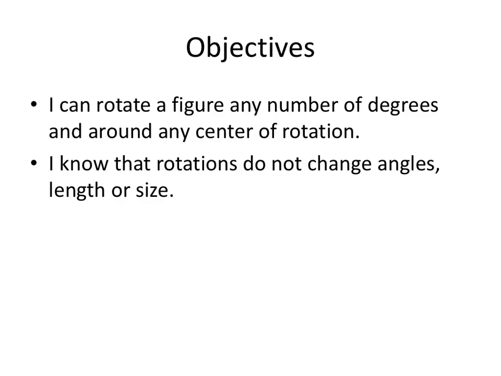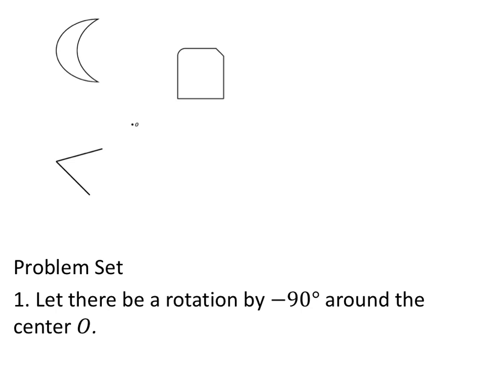All right, so there's our objectives for this lesson. Again, we need to be able to rotate any number of degrees around any center of rotation, using some kind of transparency or scratch paper to do that. And then we need to know that rotations do not change angles, length, or size, which was demonstrated in a couple of those examples. Take a moment with your partner and see if you can do these problem set questions. There's several of them. Rotate all three of these around point O, negative 90 degrees.